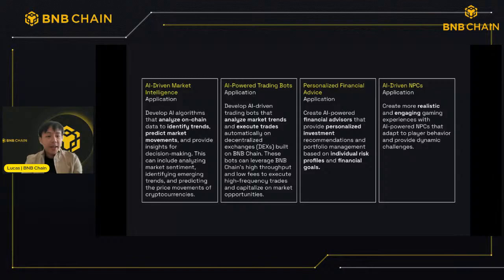Moving on, we have the AI-powered trading board. This AI-powered trading board, you can look into it as imagine you want to automate crypto trading and capitalize on price fluctuations. But manual trading is slow, error-prone, and lacks data-driven precision. It's similar to how algo traders and automated trading works in the Web2 world.